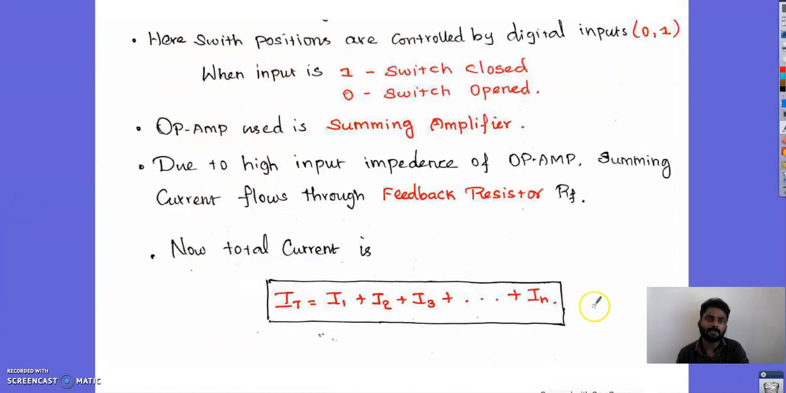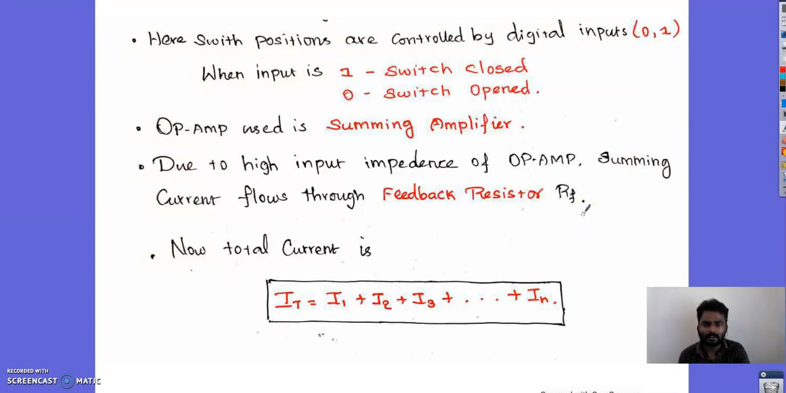And here the switch positions are controlled by digital inputs. Only two inputs will be there. We know the digital inputs are binary, 0 and 1. So when the input is 1, the switch is closed, and when 0, the switch is open, as I said earlier. Then the operational amplifier is doing the summing operation, whereas in the inverting and non-inverting amplifiers we saw the differential operation. Due to the high input impedance of the operational amplifier, the summing current will flow through the feedback resistor RF.